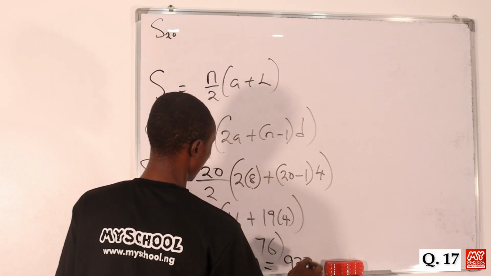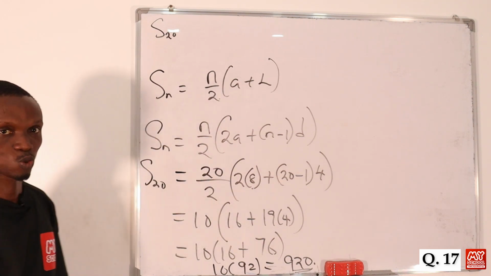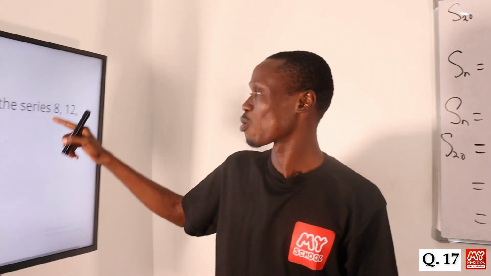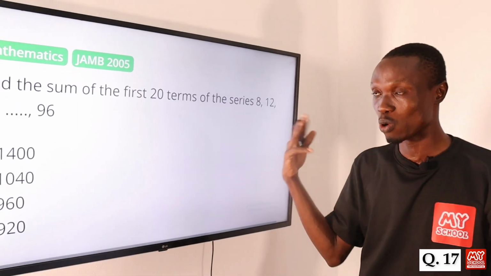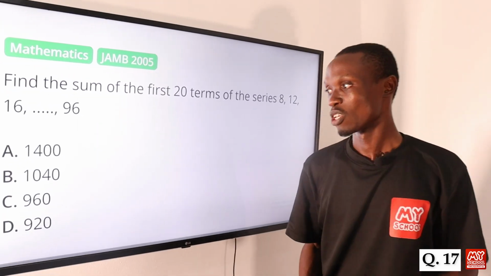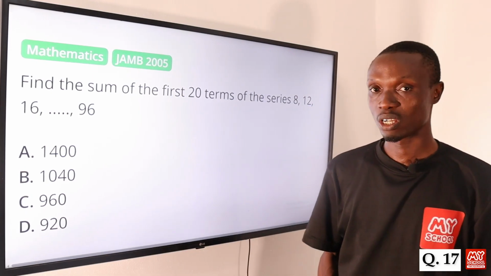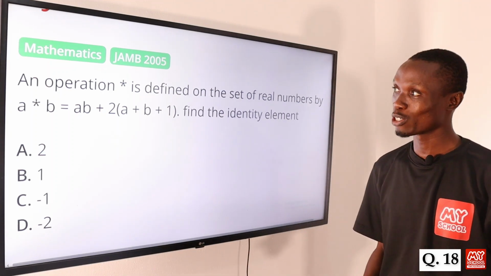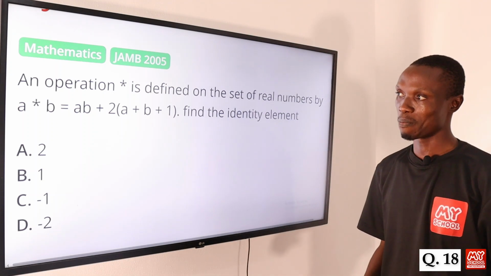920. So the sum of the first 20 terms will be 920. Take note, like I said, the number of terms from 8 to 96 is more than 20 terms. So you can try that by yourself. So the answer to this question is option D, 920.